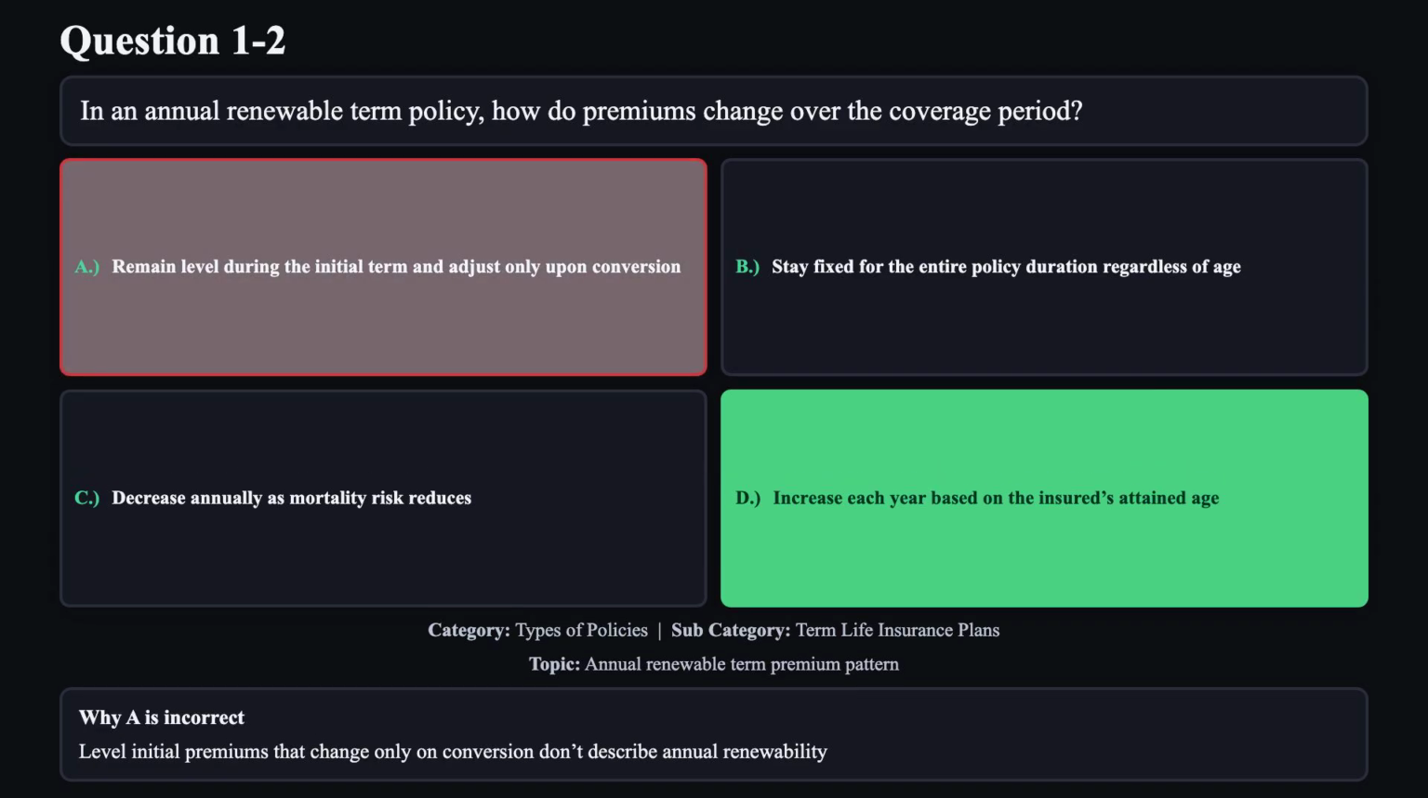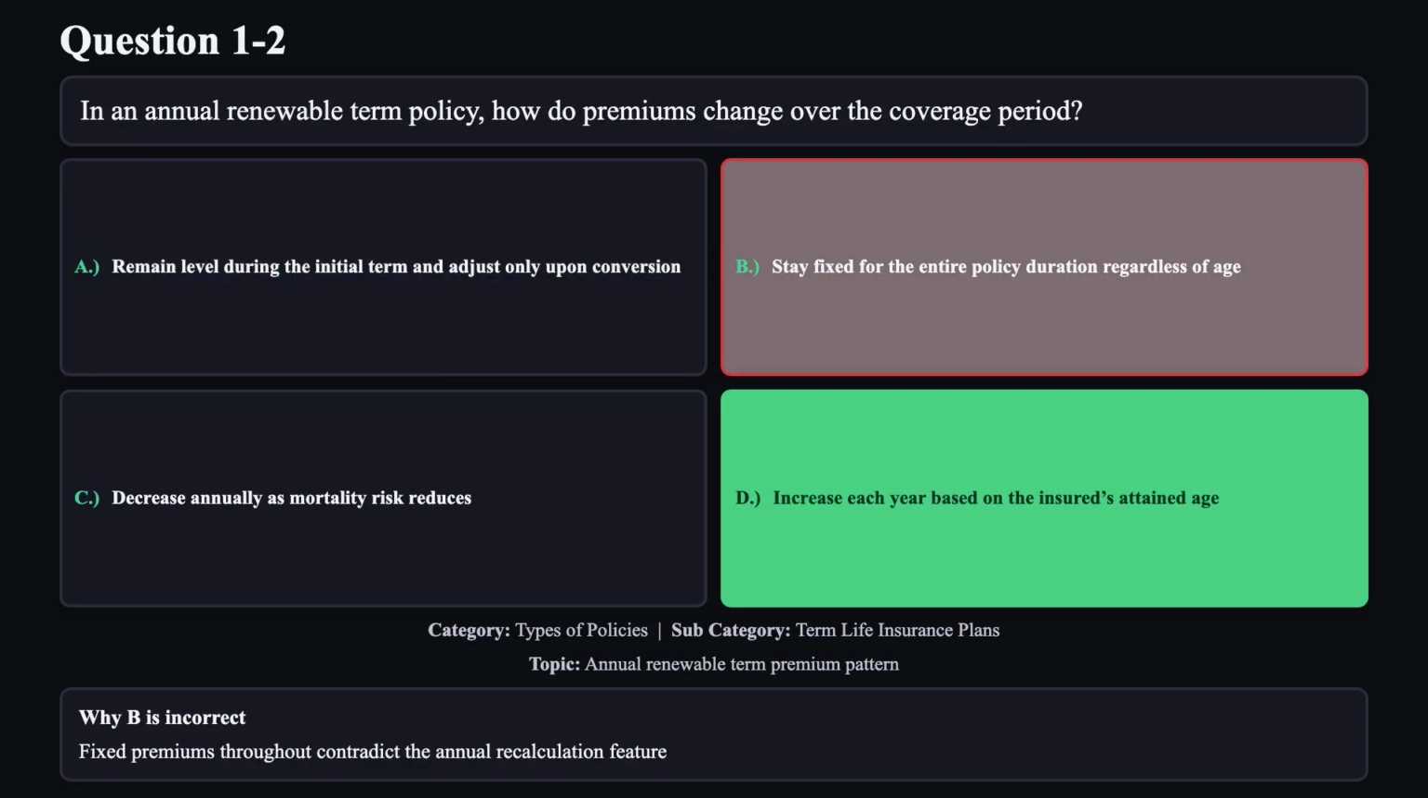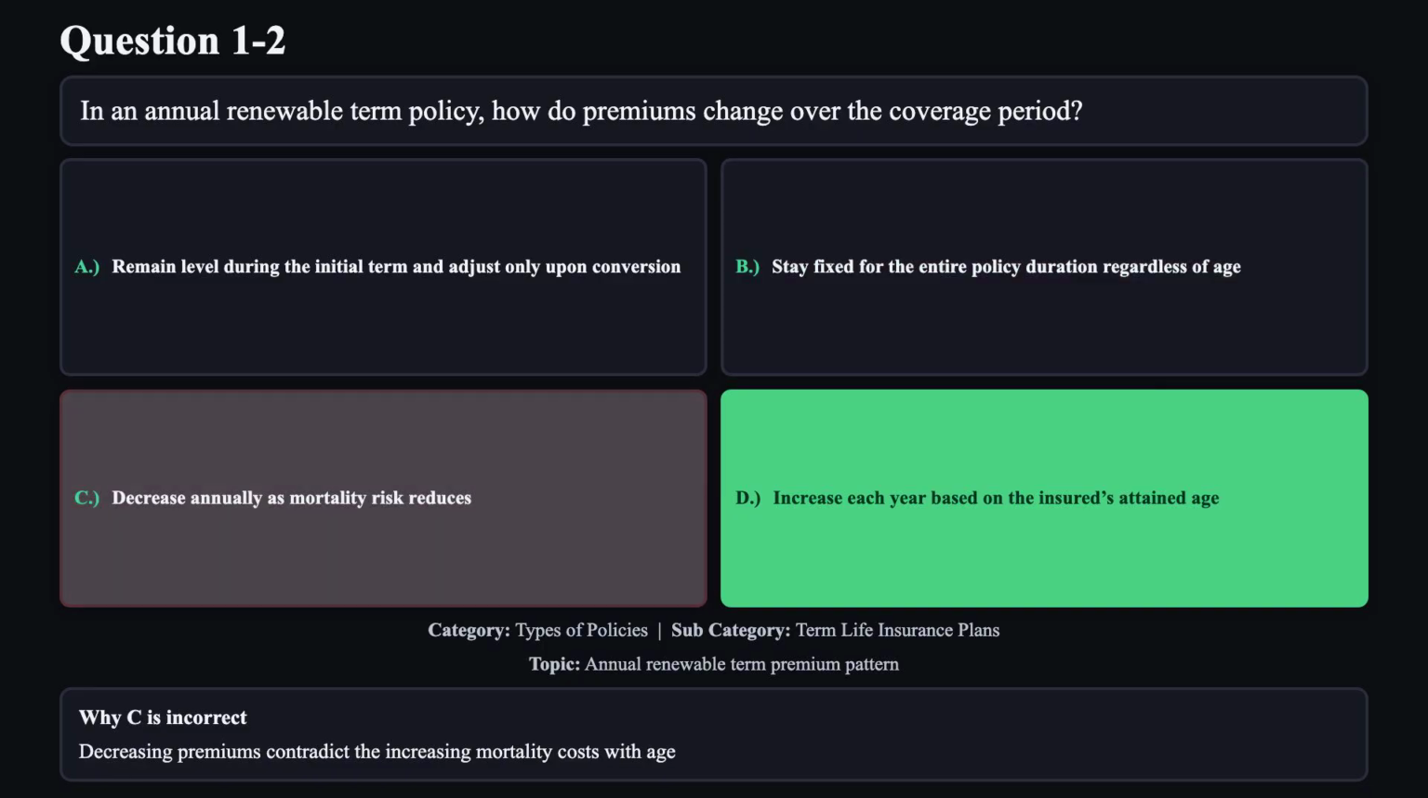Reason A is not correct. Level initial premiums that change only on conversion don't describe annual renewability. Reason B is not correct. Fixed premiums throughout contradict the annual recalculation feature. Reason C is not correct. Decreasing premiums contradict the increasing mortality costs with age.